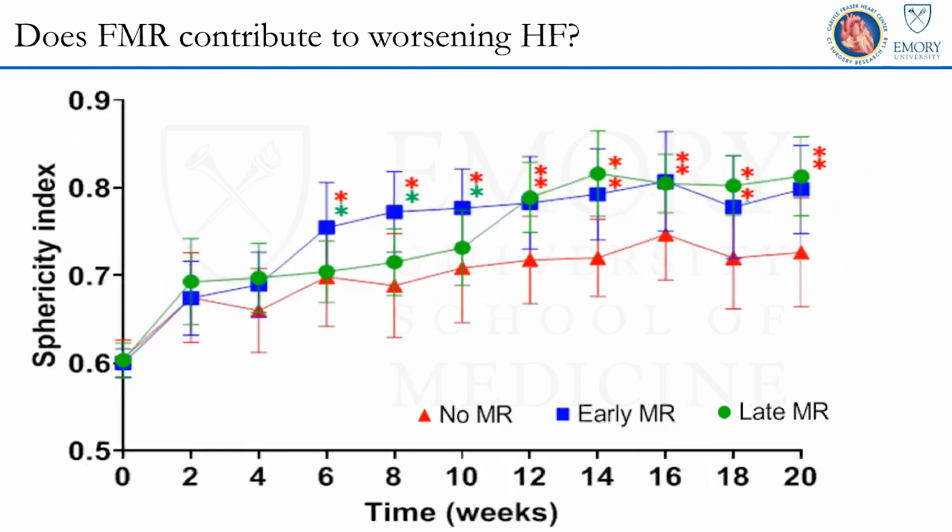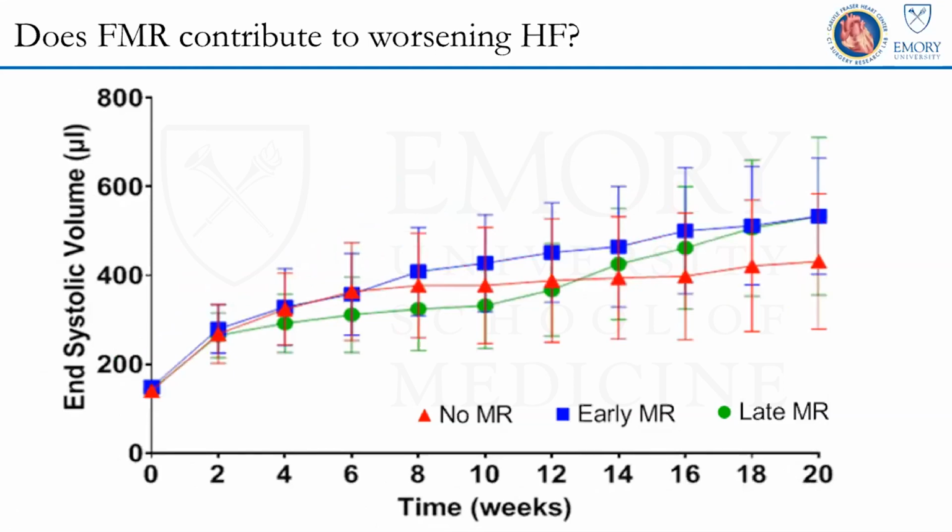When we look at the sphericity index, which, as we all know, is a good indicator of myocardial wall stress, what we do see is that the ventricles with mitral regurgitation are quite spherical compared to the ones that did not have any mitral regurgitation. And you can clearly see that in the blue line, with the increase in sphericity after the onset of MR, and in the green line, the increase in sphericity after the 10-week point where MR was introduced.